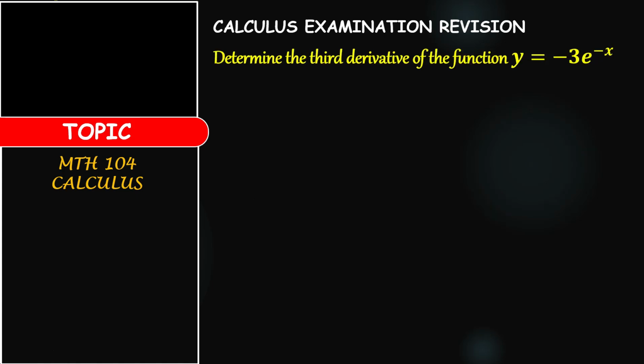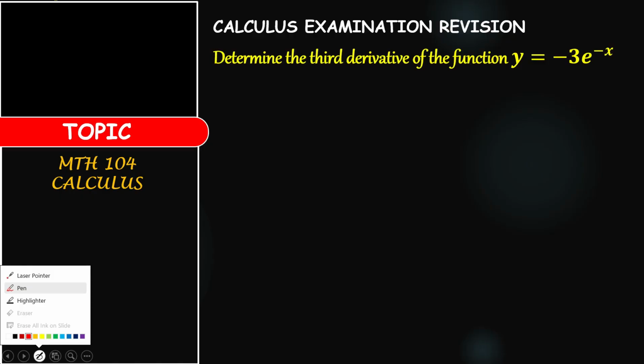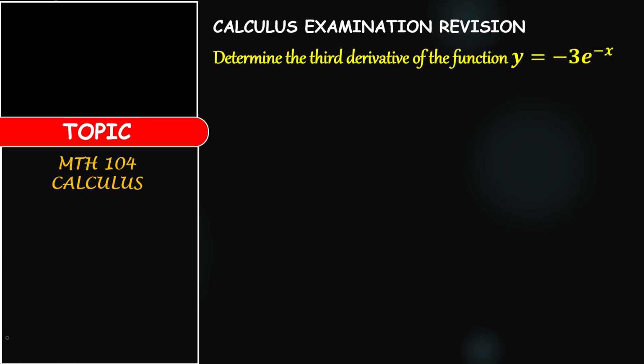Alright, now the next one is determine the third derivative of this. I don't know if this question is correct because the value is not that clear, but let me solve. Determine the third derivative of this. Now whenever you are given something like this, y is equal to minus 3e^(-x).